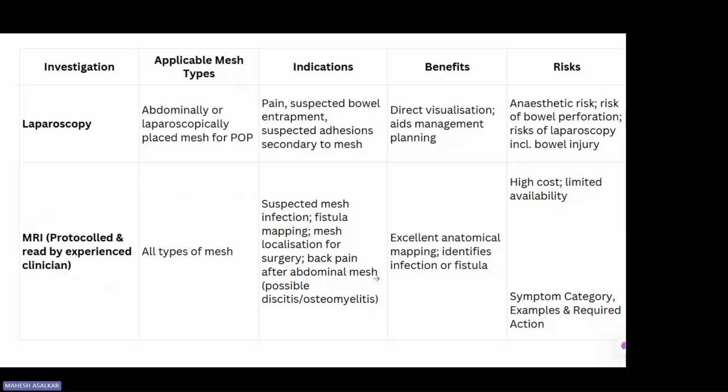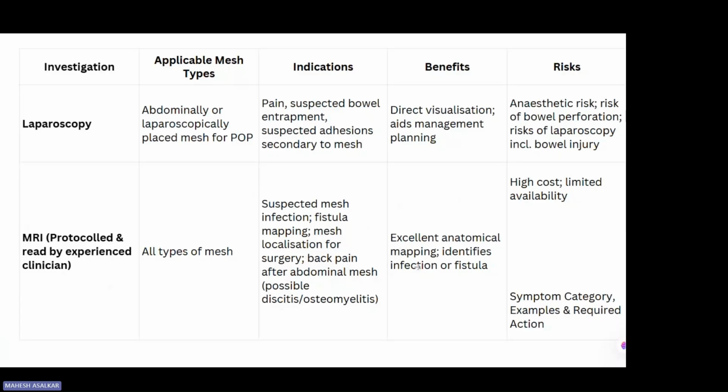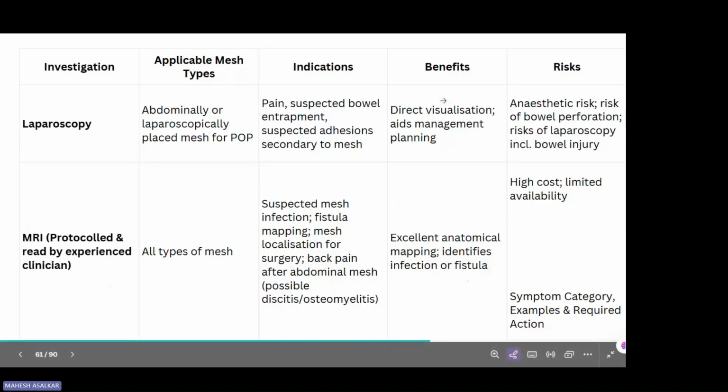Back pain after abdominal mesh, possible discitis or osteomyelitis. So excellent anatomical mapping is possible with MRI. It identifies the site of infection or the fistula. Okay, so the second investigation is MRI.